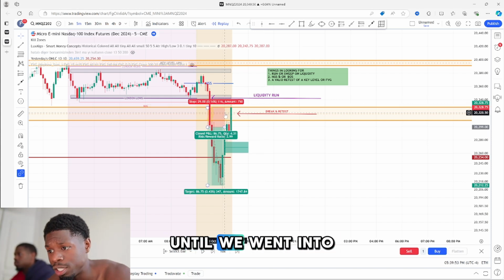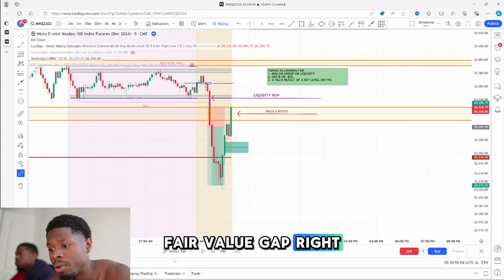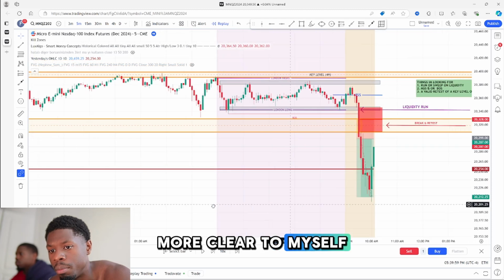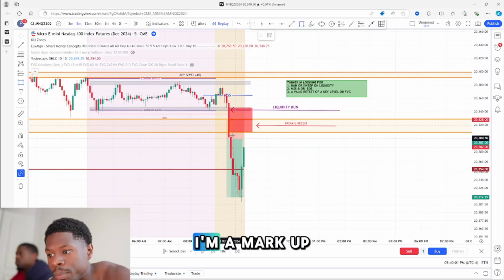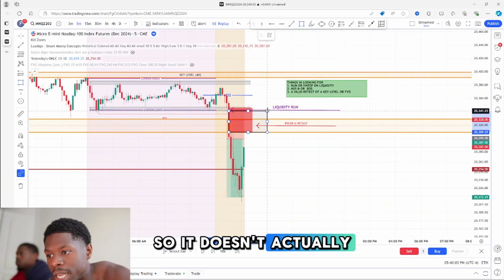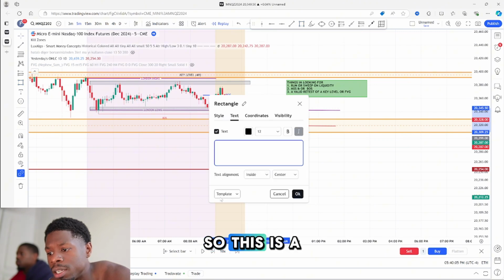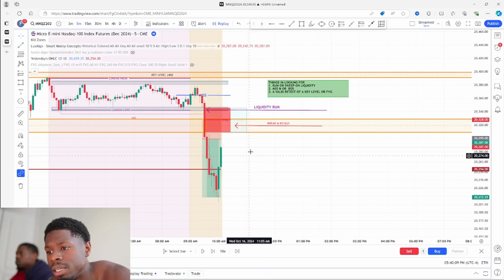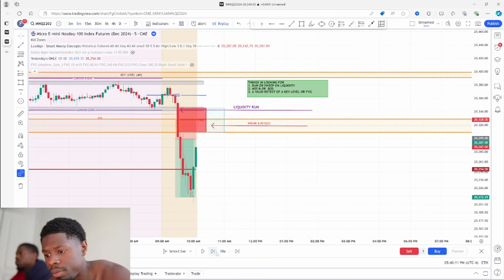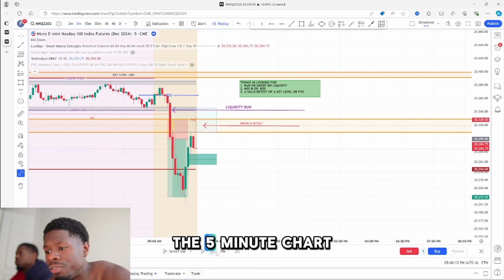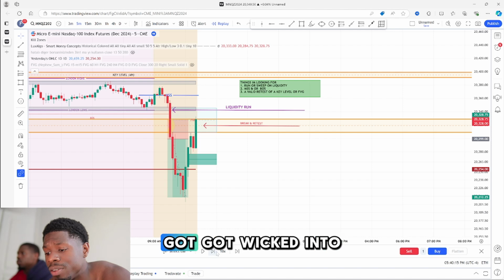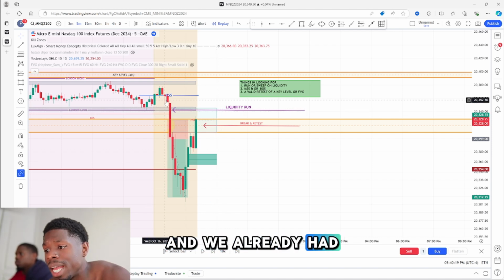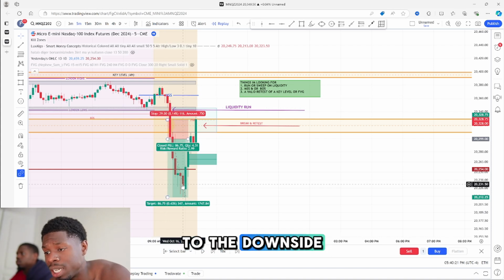I could have waited until we went into that fair value gap, right? And I'm gonna move this one more time just so it could be a little bit more clear to myself and people that may not understand. I'm gonna mark up the fair value gap so it doesn't actually disappear. All right, so this is a bearish fair value gap right here, right? Once that gets, and this is on the 5-minute chart, once that fair value gap got wicked into, we already had our liquidity run earlier, and we already had a market structure shift to the downside.